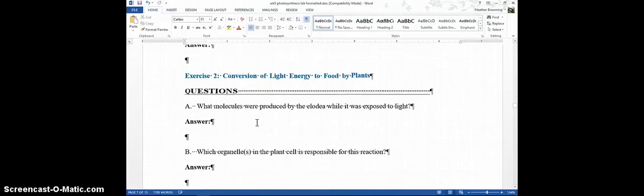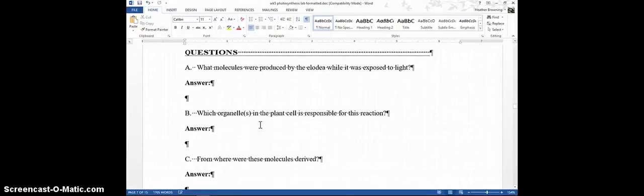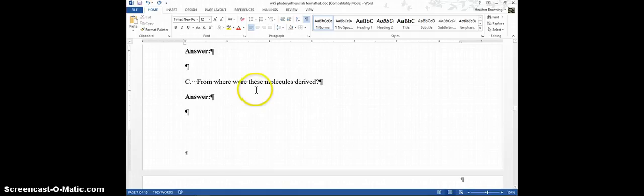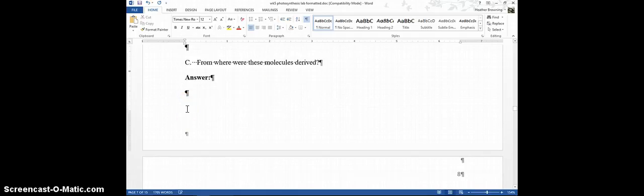So then we're on exercise 2, which is the conversion of light energy. So what molecules are produced when exposed to light? So exposed to light, does that mean that 2 processes are happening? Which organelles are responsible for these reactions? So there's 2 reactions. What are those reactions? Where are these molecules derived? Where are they coming from?